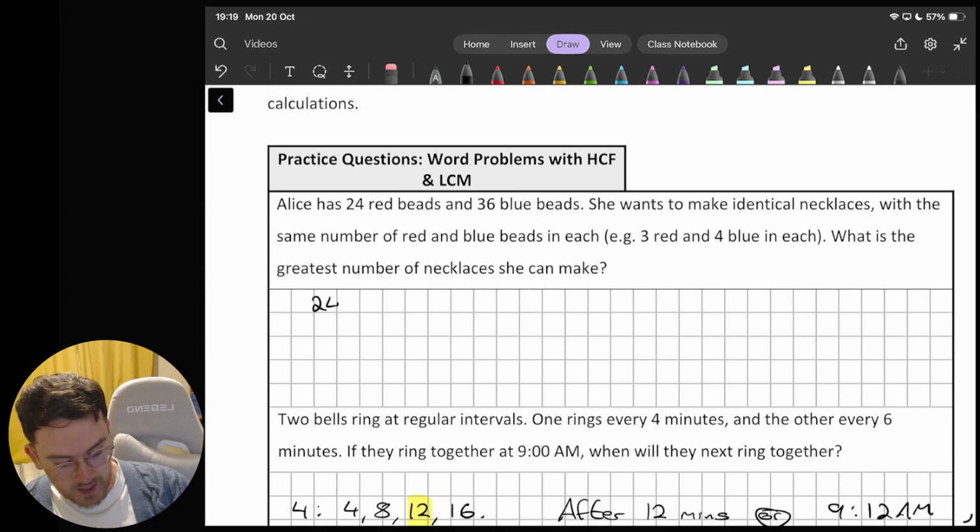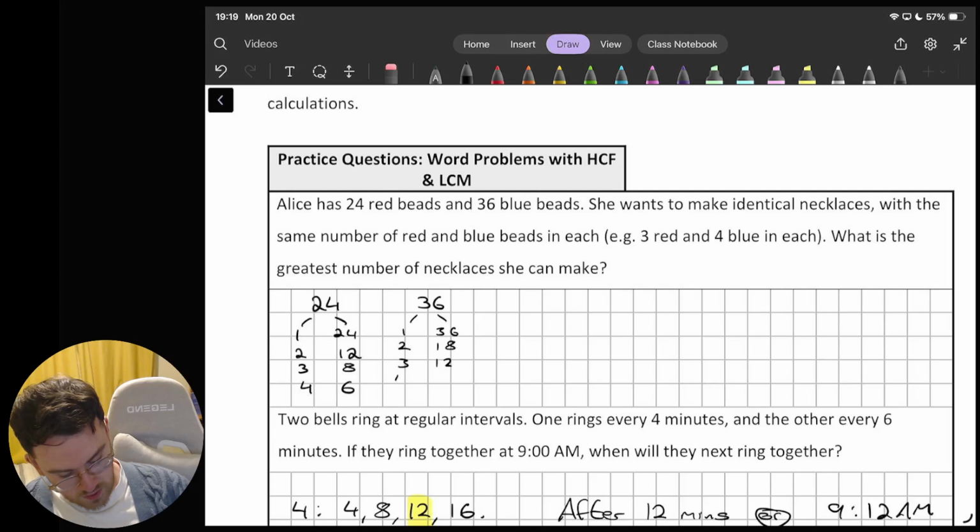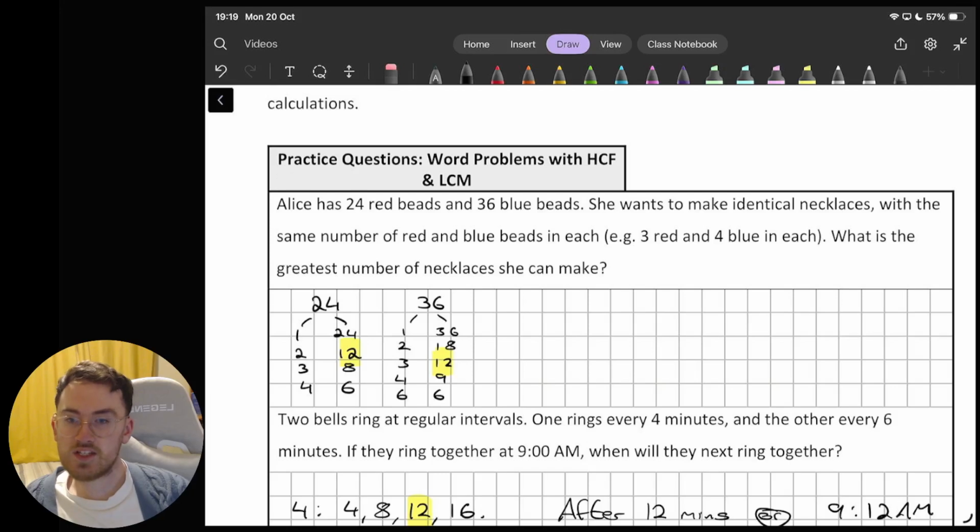So we're going to look for a highest common factor. Let's do 24 first. We obviously have 1 and 24, 2 and 12, 3 and 8, 4 and 6. Let's look at 36. We have 1 and 36, 2 and 18, 3 and 12, 4 and 9, and we've said 6 and 6. The largest number that divides into both of them is 12.